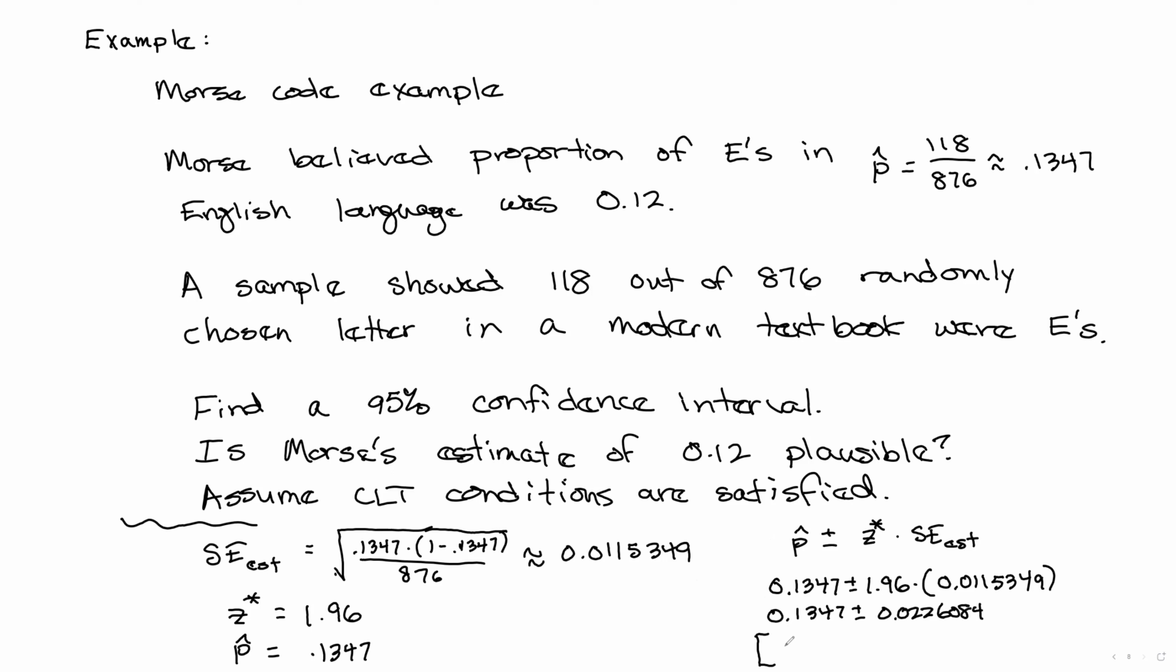So if we subtract it, we get 0.1121 and 0.1573. And we've done some rounding there to get from here to here. All right, so both of those are ways of doing our confidence interval. All right, and so we've got with 95% confidence, we can say that the population itself is within this range. If you look at the range, it does contain 0.12. So Morse code's estimate, totally plausible. 0.12 is within the range.